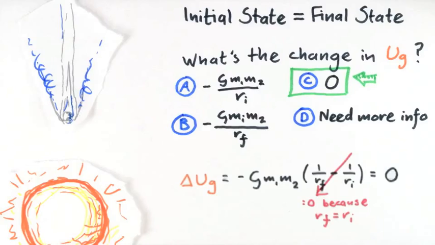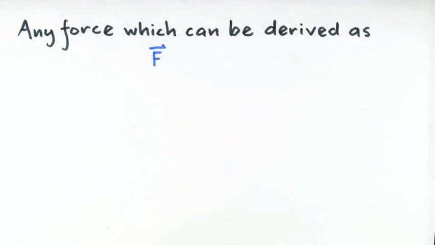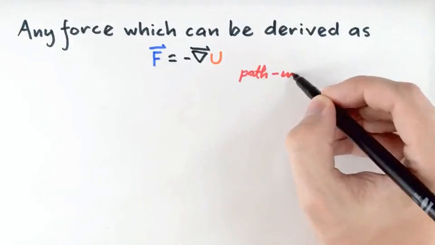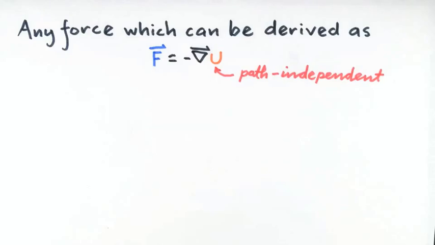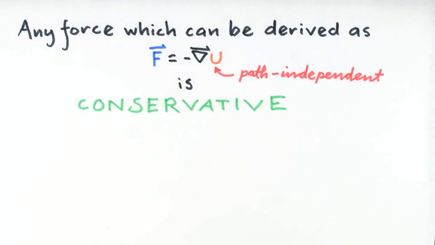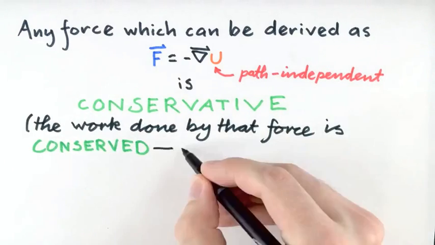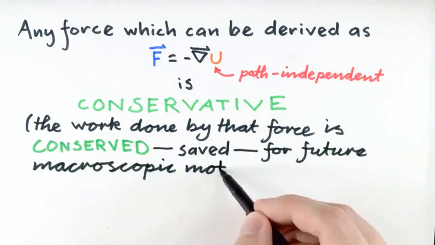One final note on all this. Any interaction that has these properties, namely the force corresponding to the interaction can be derived as the negative gradient of some potential energy, which exhibits path independence, then that interaction is said to be a conservative interaction. The force is said to be a conservative force, meaning it's a force such that any energy transfers from work done by that force are always available for macroscopic motion of the system.